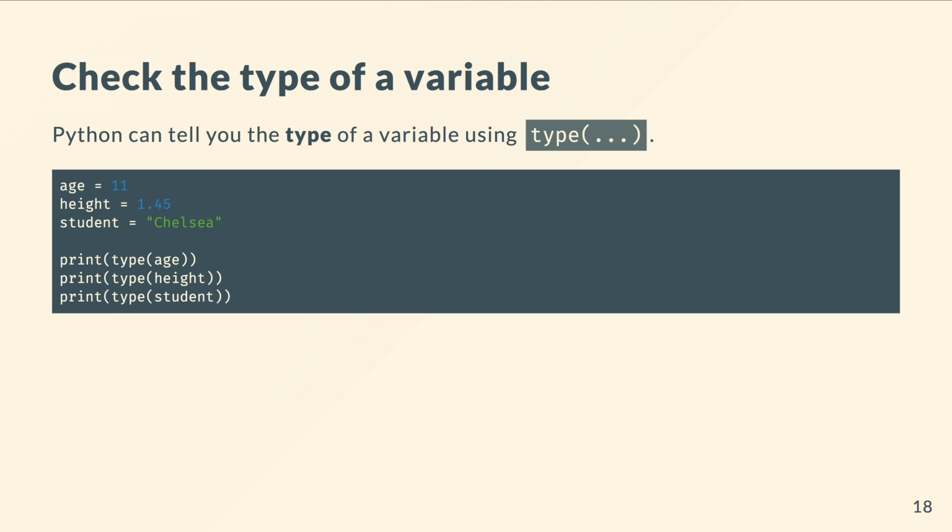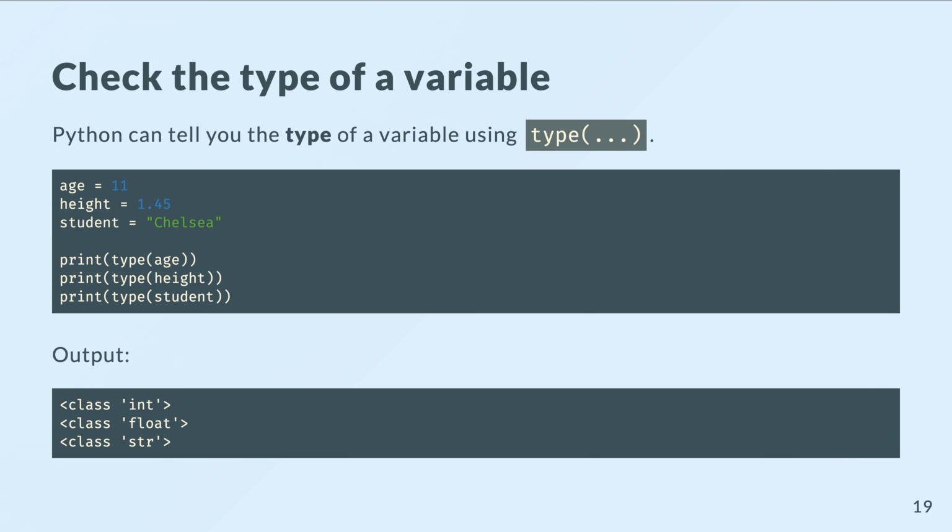Python can also tell you a variable's type. We use type with parentheses, like type of age. In this code, we check age, height, and student. Let's see what Python prints. Python prints, class int, then class float, then class string. So age is int, height is float, and student is string.